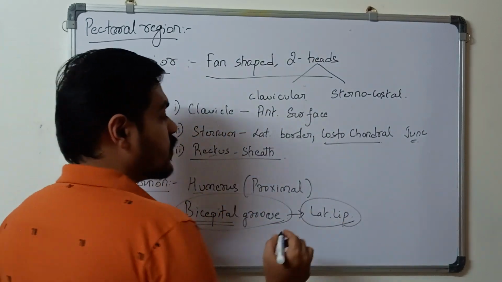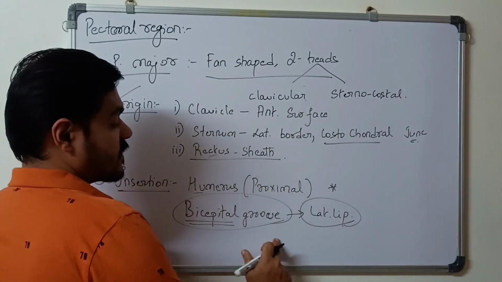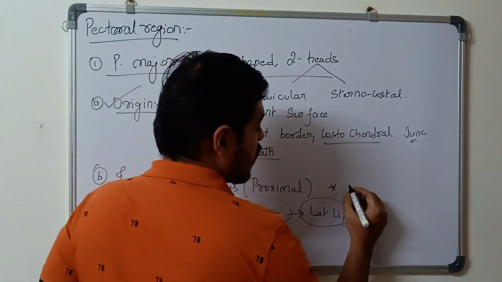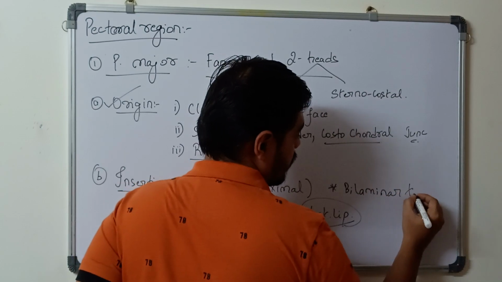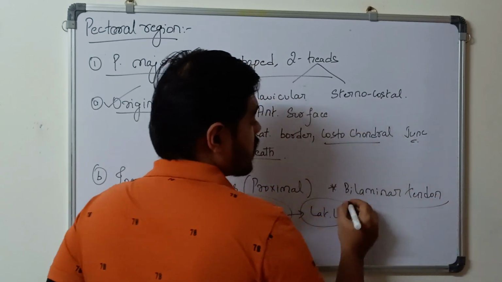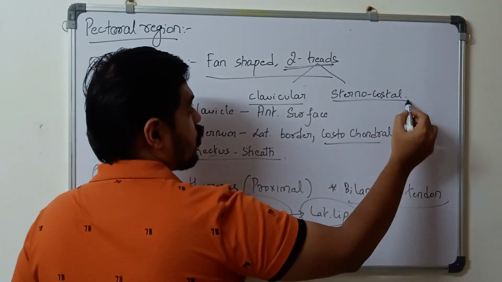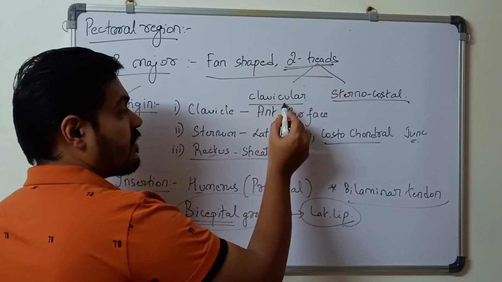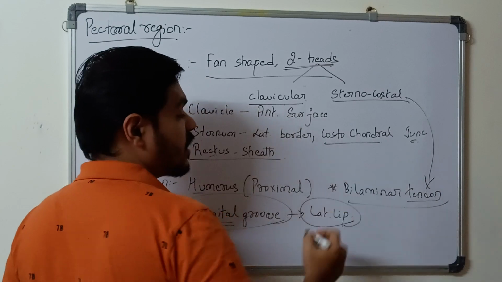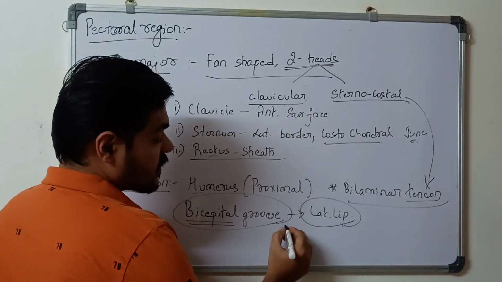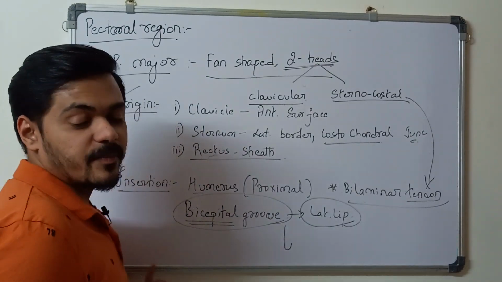Now, there is one special point of interest that you need to note here. The tendon of pectoralis major that inserts into the bicipital groove is called a bilaminar tendon. Because as we saw, it has two heads, the clavicular head and the sternocostal head, right? The clavicular head has a single tendon and the sternocostal head has a separate tendon, and it inserts as a U-shaped attachment into the bicipital groove of the humerus.